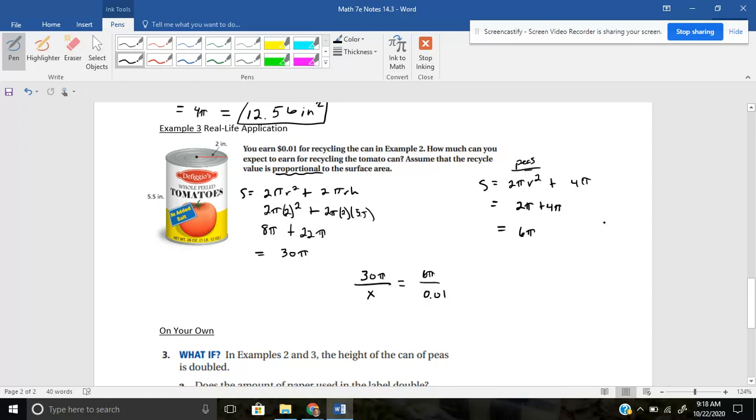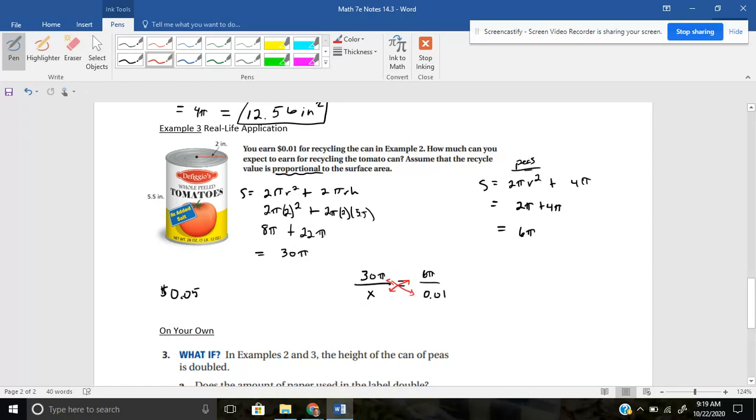And some of you guys could probably see a little bit of a relationship here, saying, okay, well, the relationship here is that my can of tomatoes is 5 times bigger. So if it's proportional, I can earn 5 times as much money. So 5 times 1 cent is, well, that's 5 cents. You can earn a nickel for recycling this can of tomatoes. Now, say you didn't think about it that way. Well, you can still use cross multiplication here.